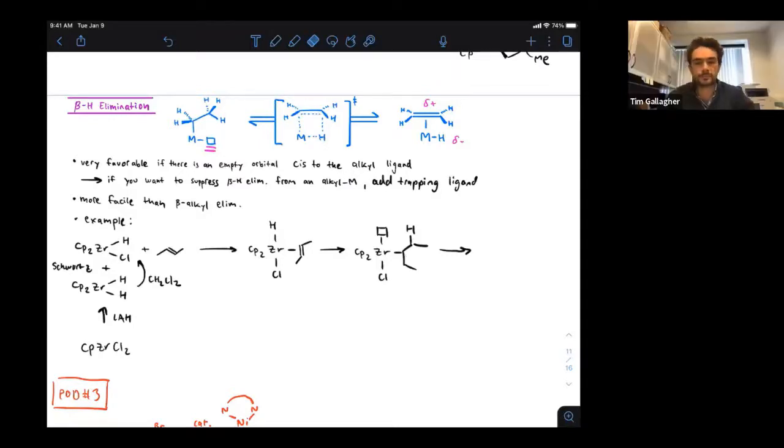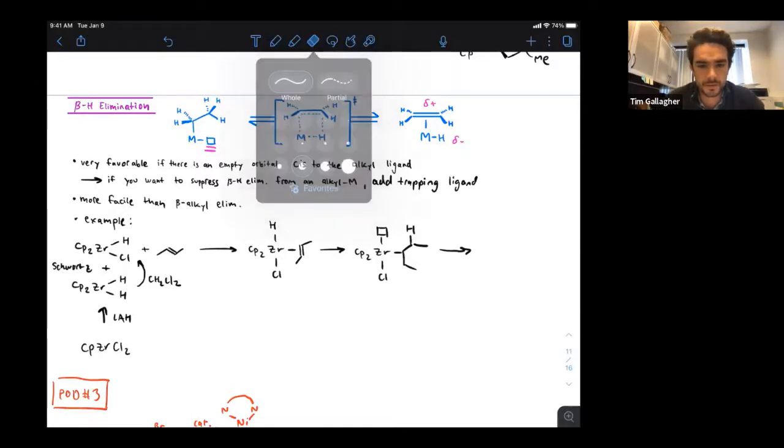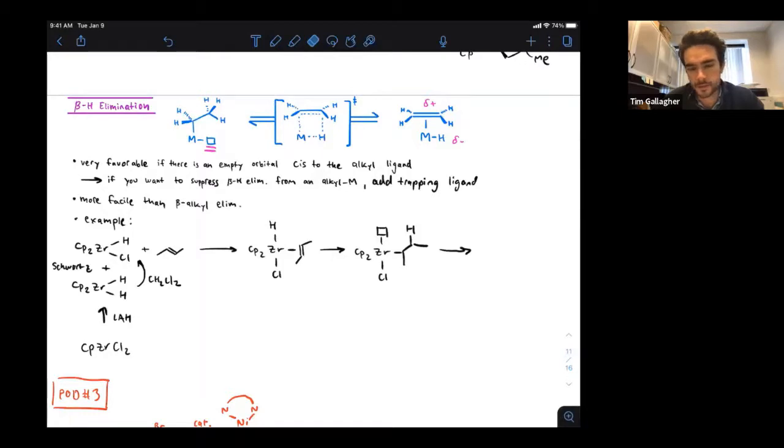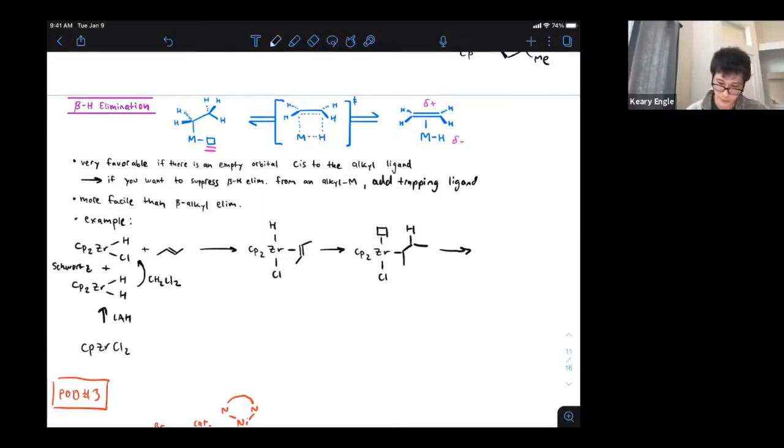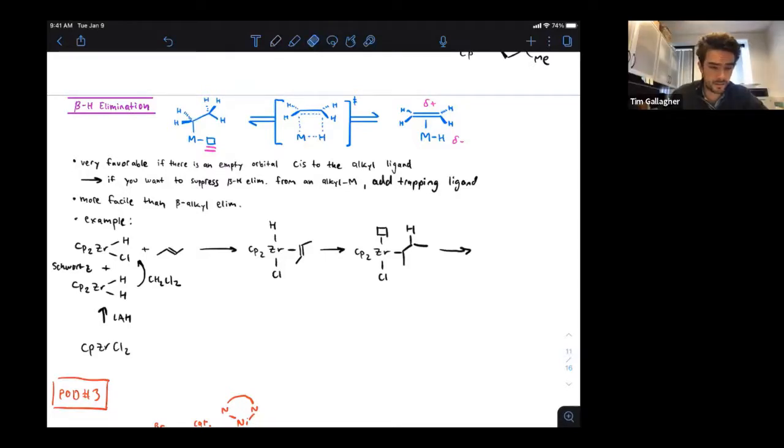I don't know if you're adding more of your Schwartz reagent. If you're adding more, you might just do the same process that Nathan walked us through. But if not, then would you get beta hydride elimination from the terminal methyl group? Okay, and why would you say the terminal? Sterics. Okay.